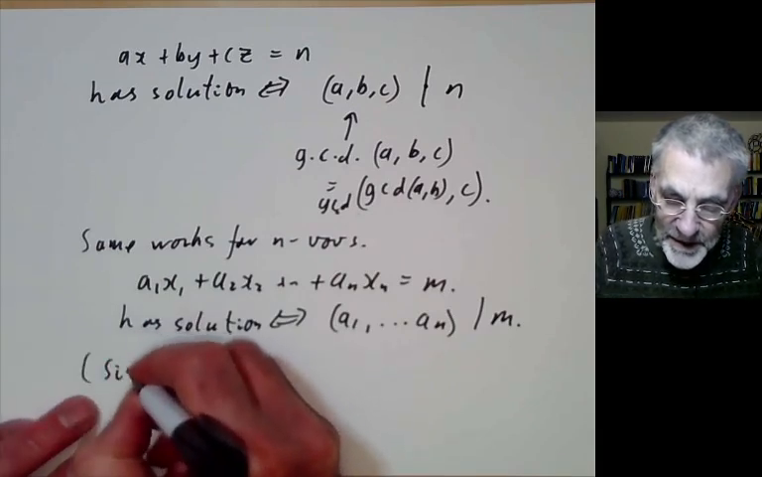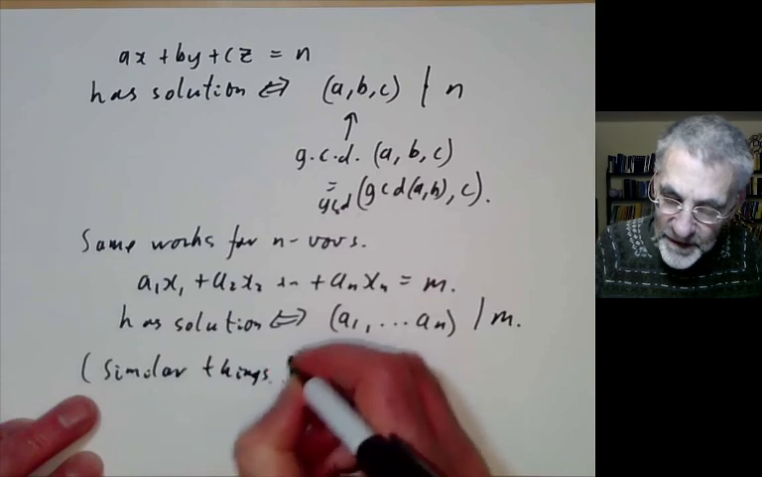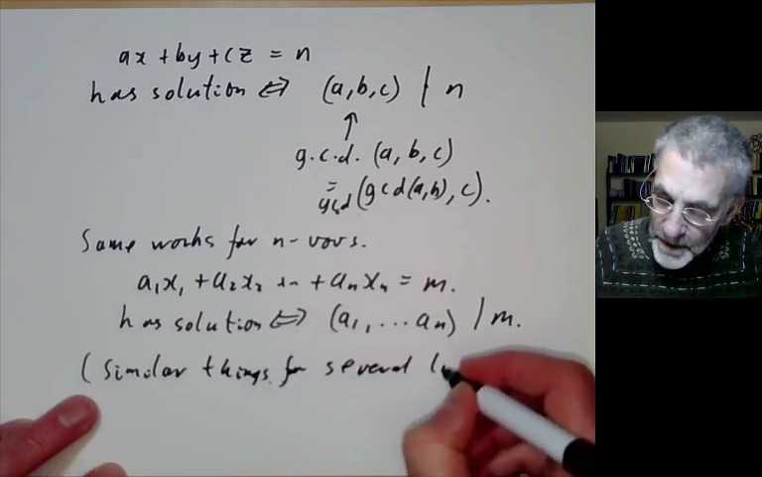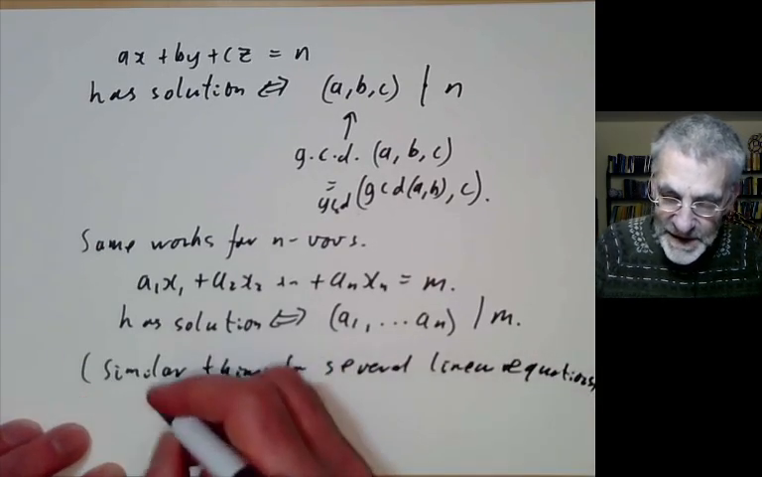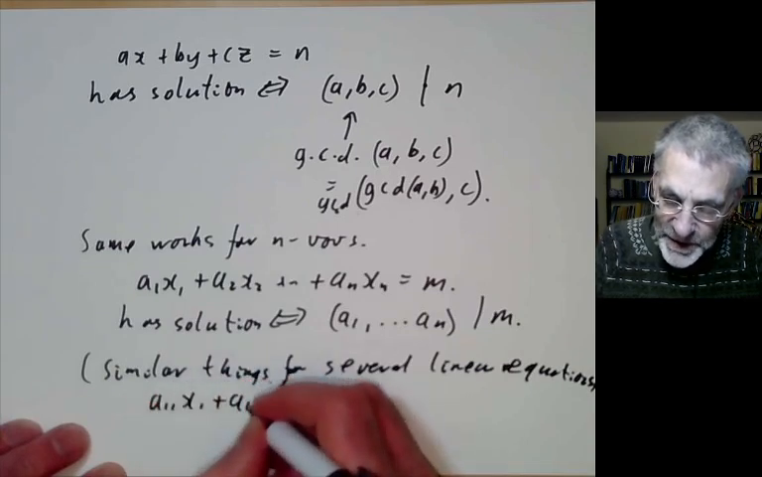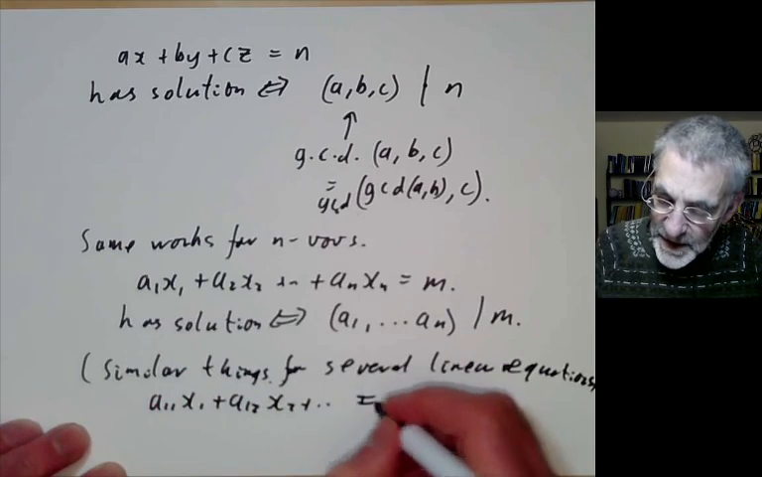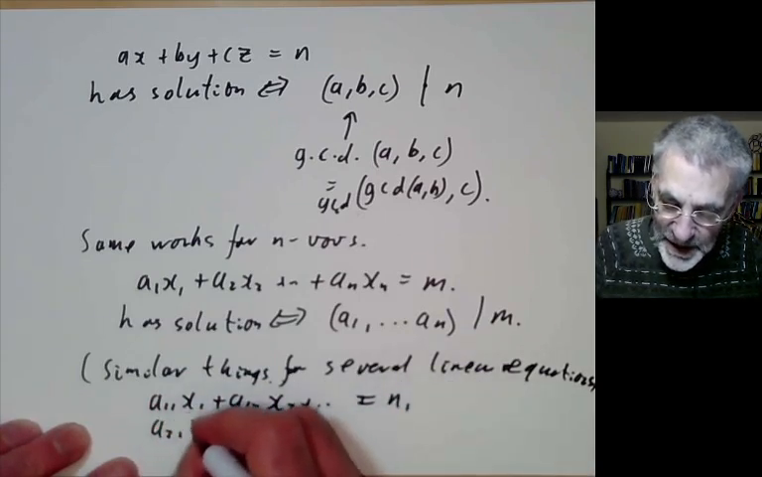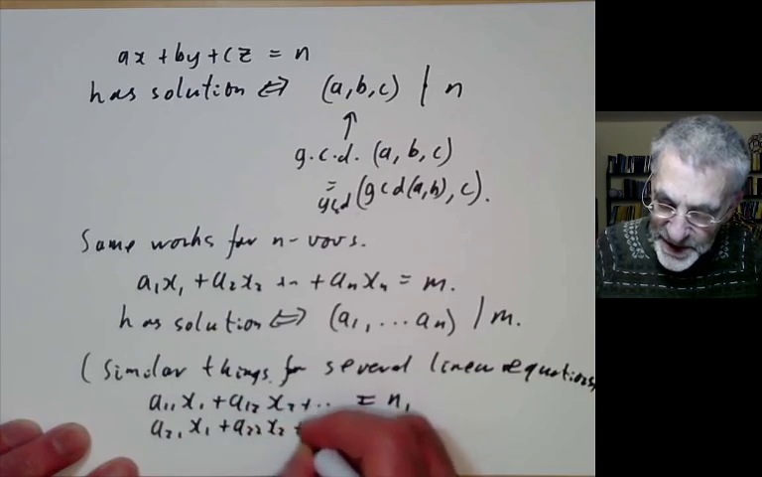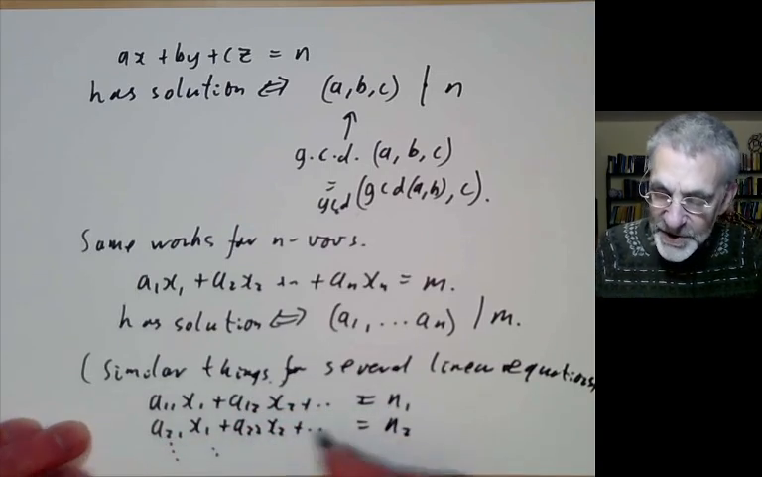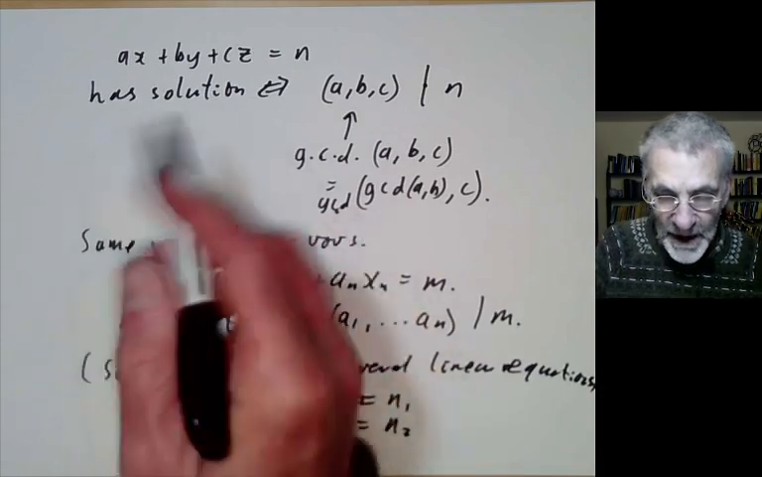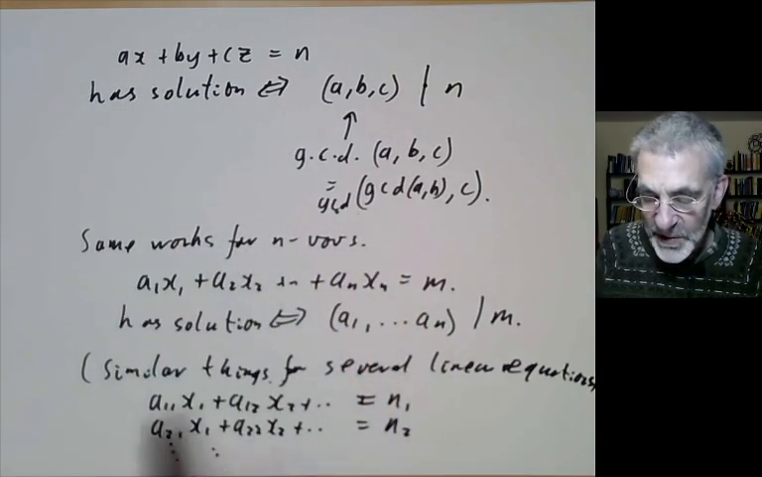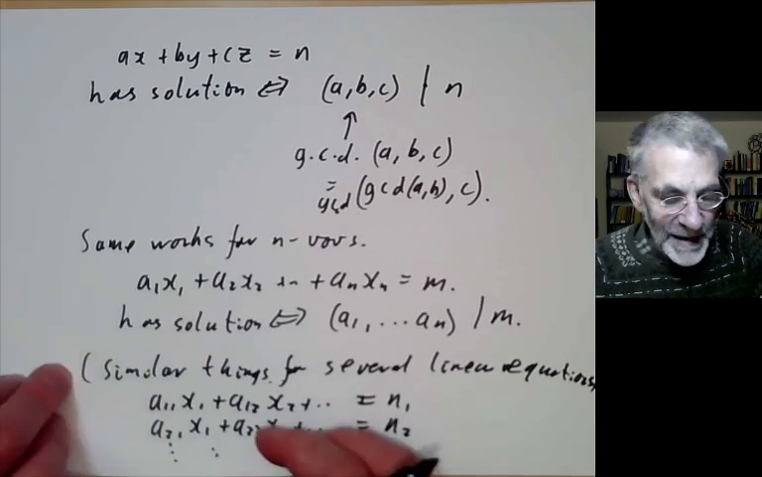I should say we can do similar things for several linear equations. So if we've got several linear equations, a11 x1 plus a12 x2 and so on equals n1, a21 x1 plus a22 x2 plus and so on equals n2, and so on. So if you've got a bunch of linear equations and several unknowns, then it's not too difficult to extend the methods we've been doing and show how you can find solutions of this very efficiently. But since we don't need this, I'm not going to go through it in detail.